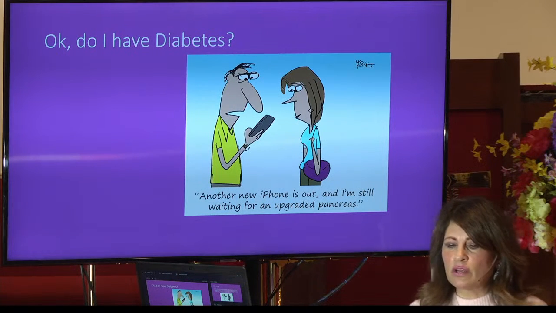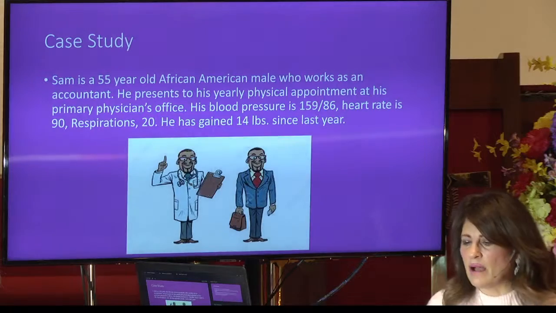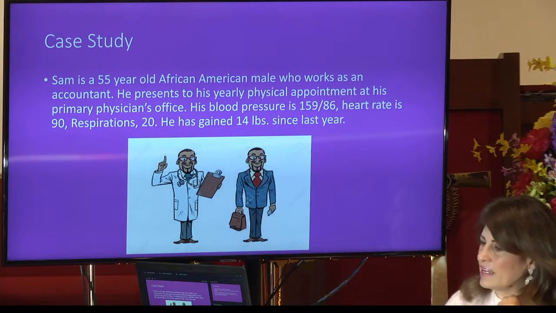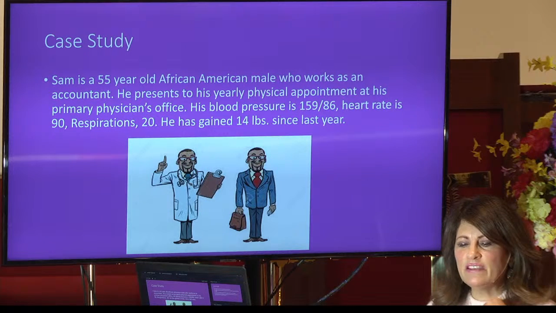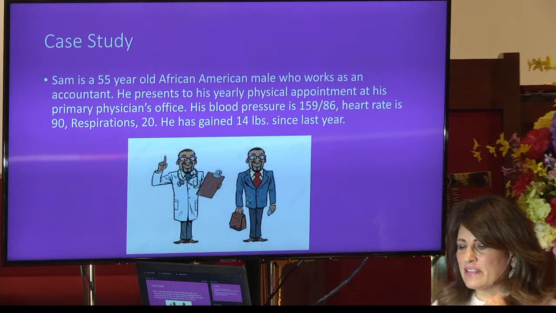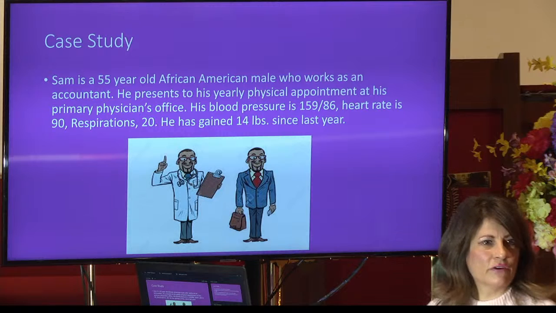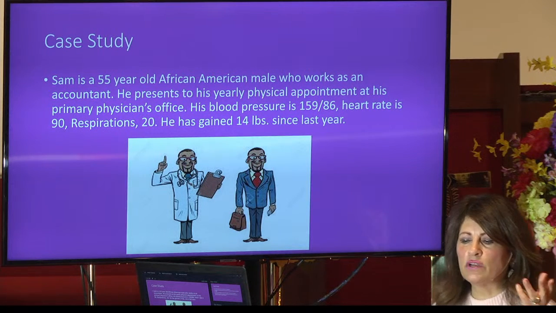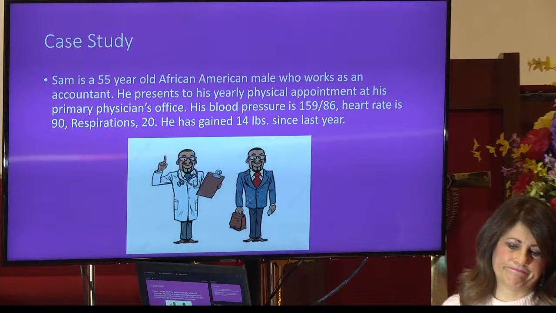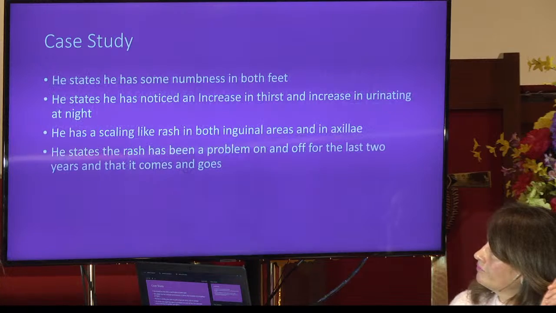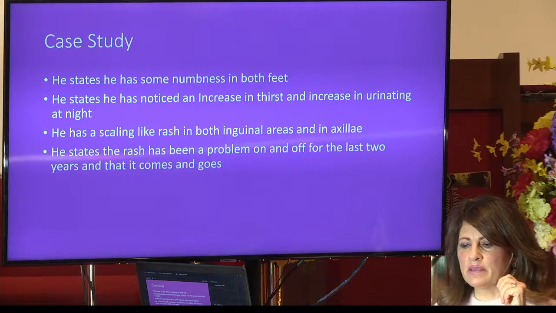But anyways, we're going to look at a case study. This is Sam. Sam is right here. He has a briefcase. Sam is a 55-year-old African-American male who works as an accountant. He presents to his yearly physical appointment at his primary physician's office. His blood pressure is 159/86. His heart rate is 90. Respirations are 20. He's gained 14 pounds since last year. He states he has some numbness in both of his feet.